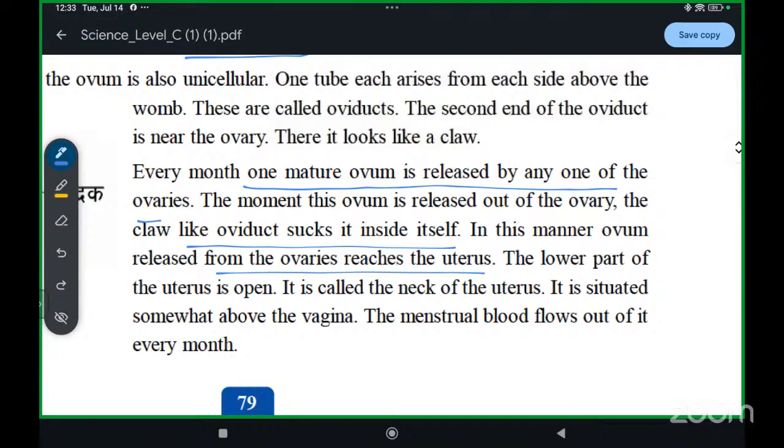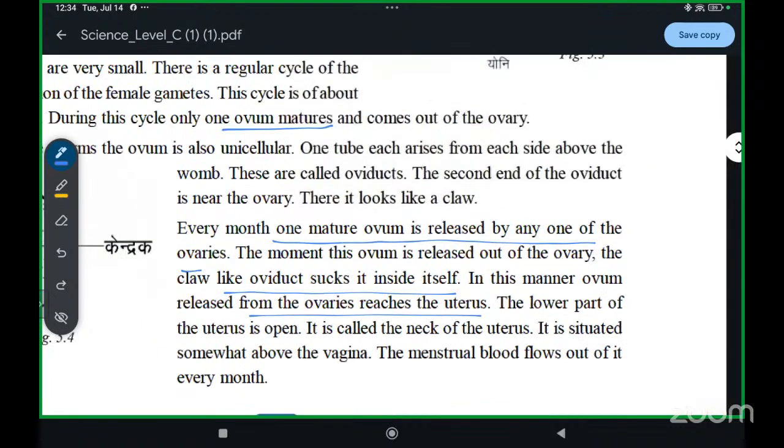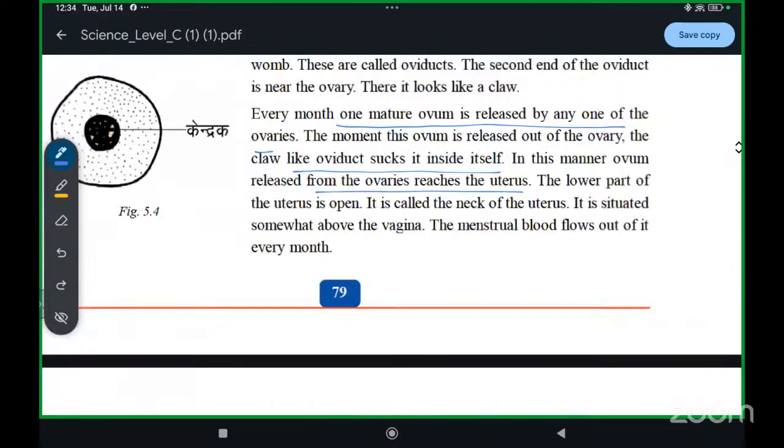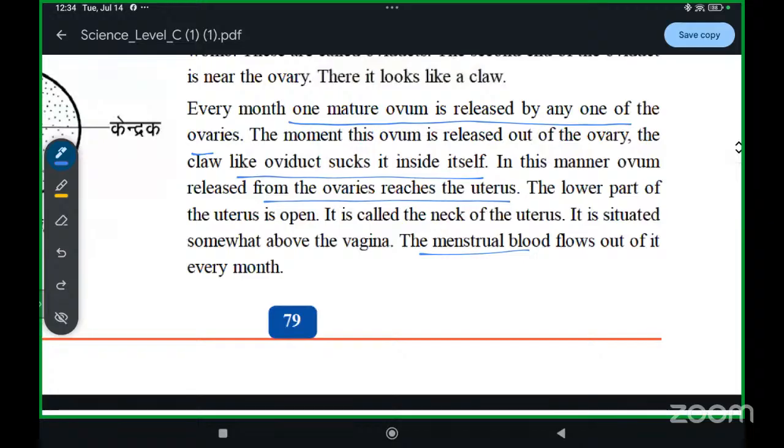The lower part of the uterus is open and it is called the neck of the uterus. This portion is known as the neck of the uterus, and this opening is known as vagina, out of which the menstrual blood flows. Periods, the other name is menstruation. Menstrual blood flows out of it every month after the completion of one cycle.